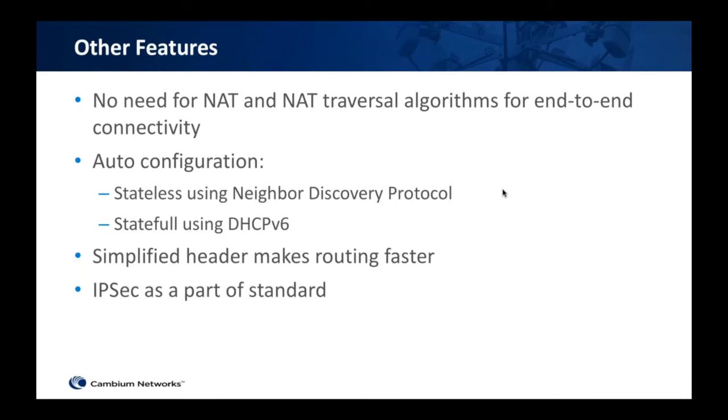Another thing is auto configuration. With IPv4 right now, for auto configuration, you have to use DHCP. With IPv6, you can still use DHCPv6 to make the so-called stateful IPv6 configuration, but typically you don't really have to do this. You can use the so-called neighbor discovery protocol. So devices will negotiate automatically the IPv6 addresses to be used.